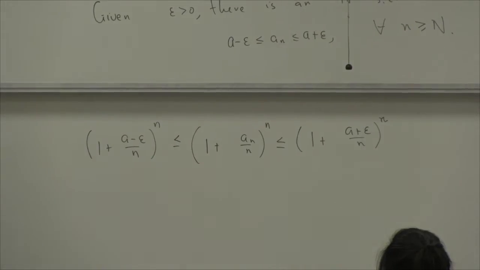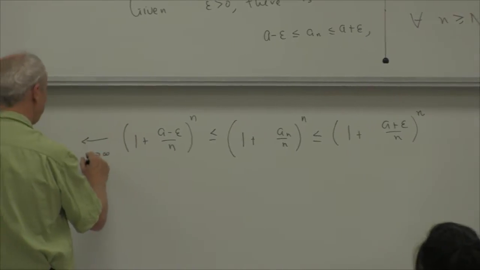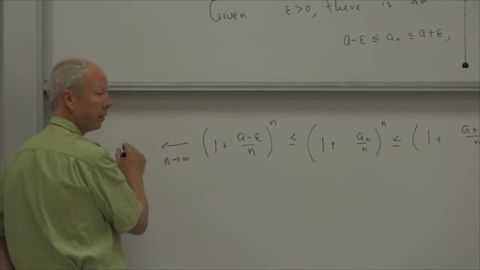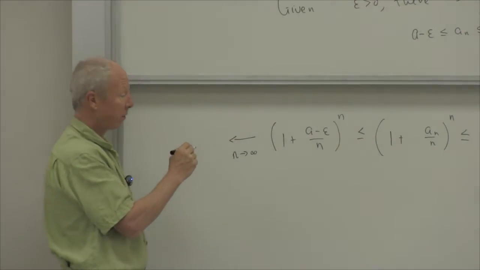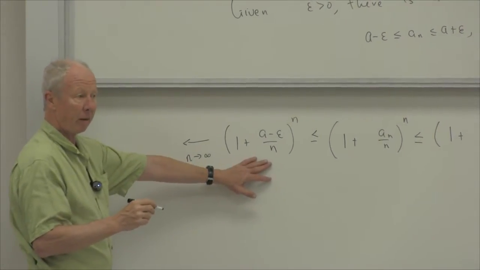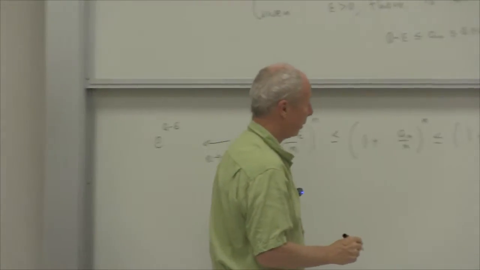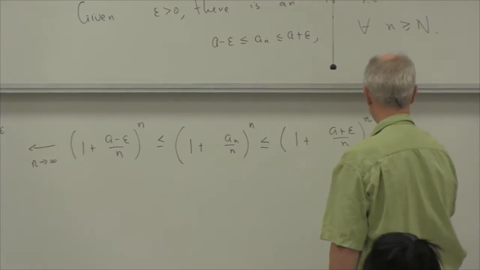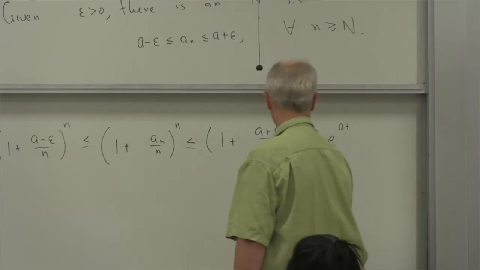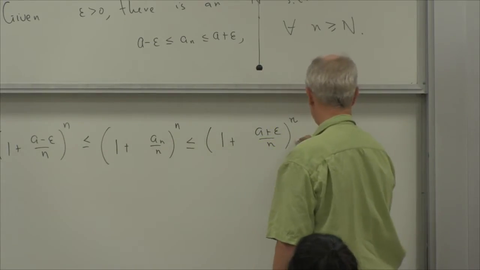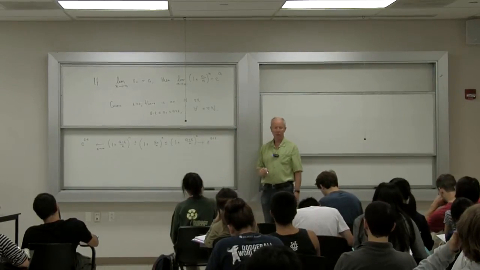Okay. And what does this side do as n goes to infinity? This converges to something. This one, e to the a minus epsilon. And this converges to e to the a plus epsilon. Okay.